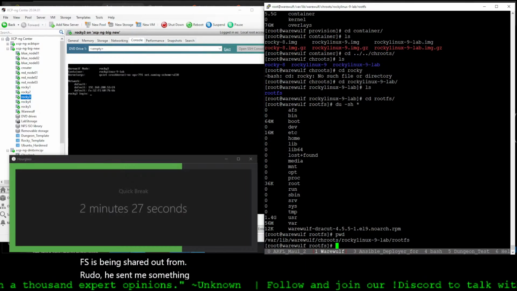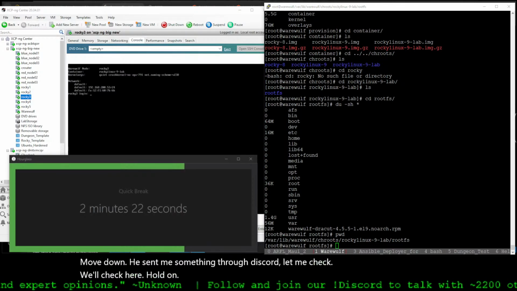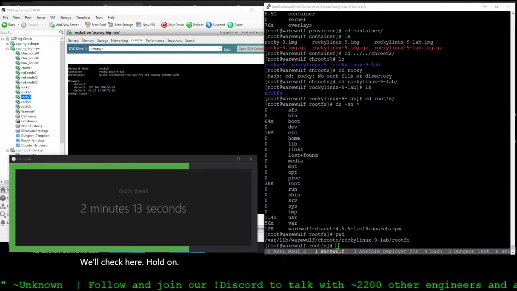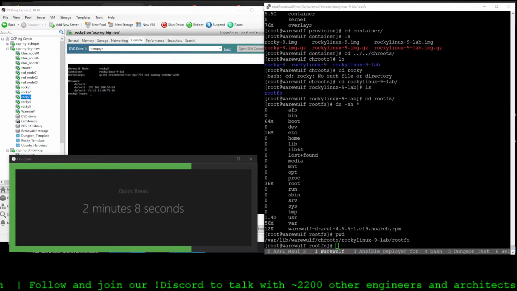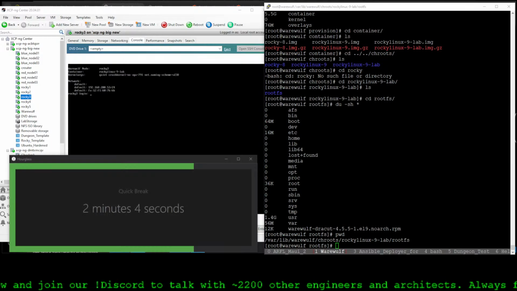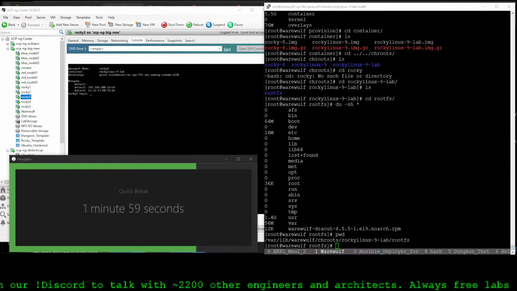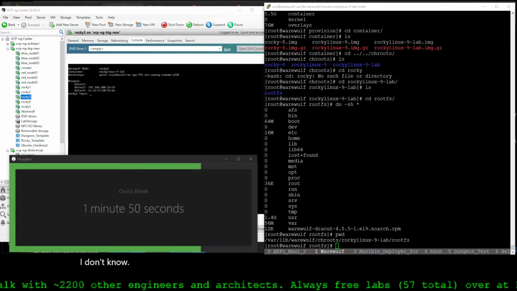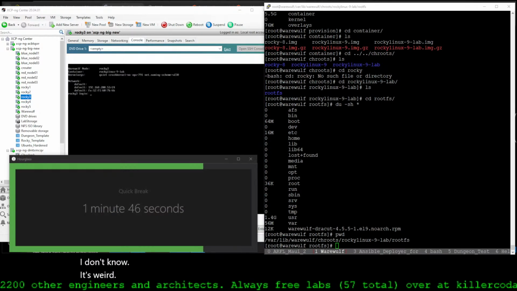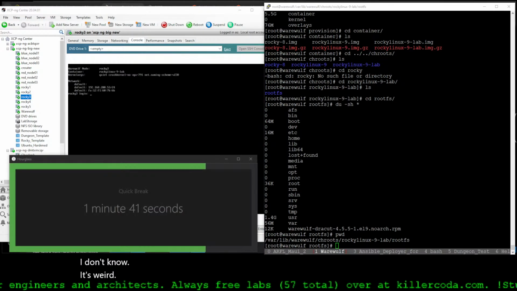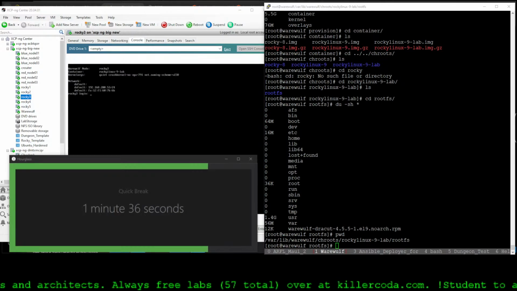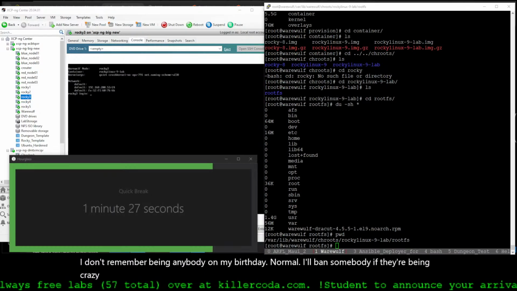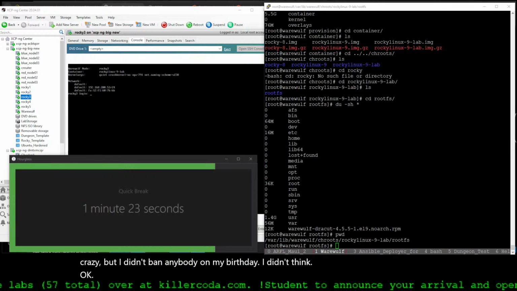Rubedom, you sent me something through Discord. Let me check here. Hold on. I didn't. I don't know. It's weird. Yeah, I don't remember banning anybody on my birthday. Normally I'll ban somebody if they're being crazy, but I didn't ban anybody on my birthday, I didn't think. Okay. Yeah, good. Alright, good. Appreciate it, Robodom.